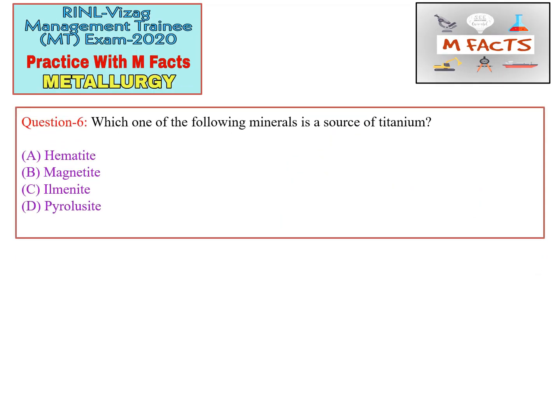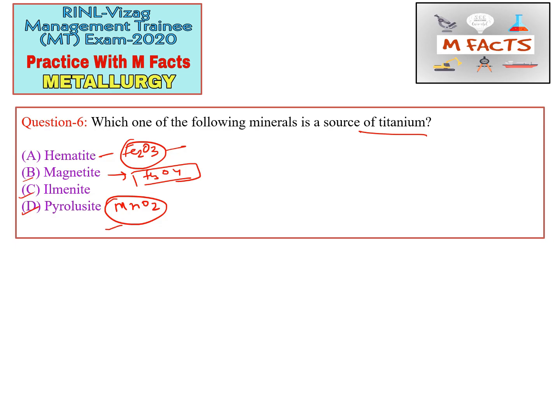The next question is: which one of the following minerals is a source of titanium? We will eliminate some options. The options are hematite, magnetite, ilmenite, and pyrolusite. Hematite is the most commonly used ore for iron production, this is Fe2O3. B part is magnetite, which is Fe3O4, also an iron ore. Ilmenite we will see later on. Pyrolusite is actually a manganese ore, an oxide ore of manganese, MnO2.